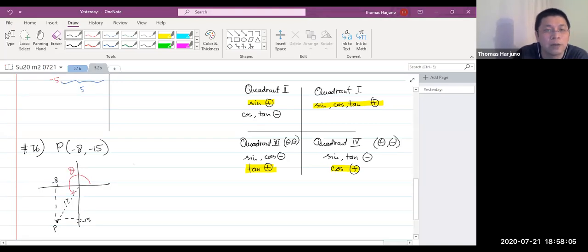According to our definition, what is sine theta? That will be y, -15 over r, 17. Cosine theta will be x, which is -8 over 17. And tangent theta will be -15 over -8, which becomes positive 15 over 8.